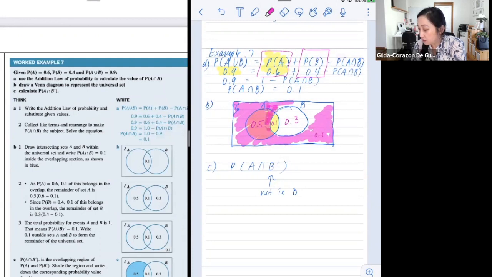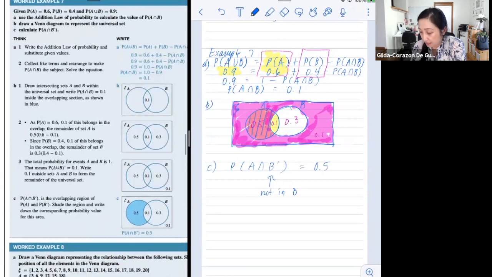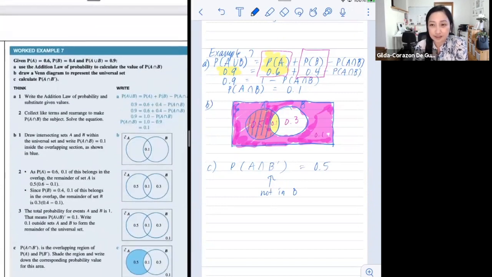Yeah? So that one that I'm shading there is outside B. It's everything outside B, yeah? But what would be the intersection? We want something that's in A, also something that's not in B, and that would be this bit here. Not including that intersection, right? And what would be the value of that? It's 0.5. Okay. Yes. Correct.